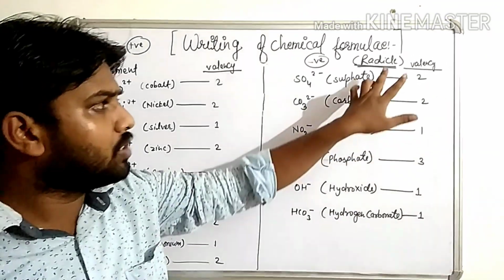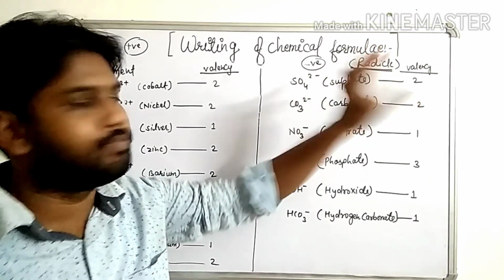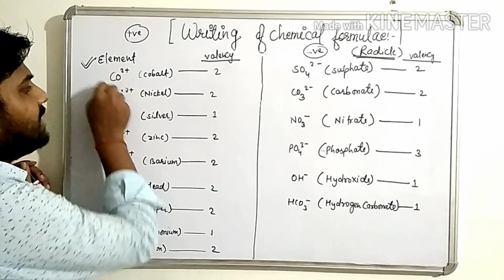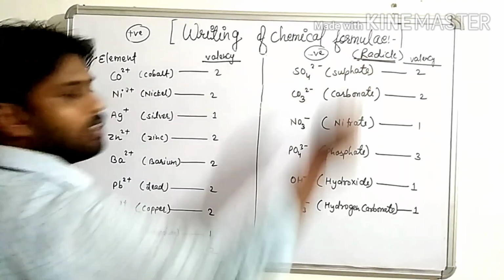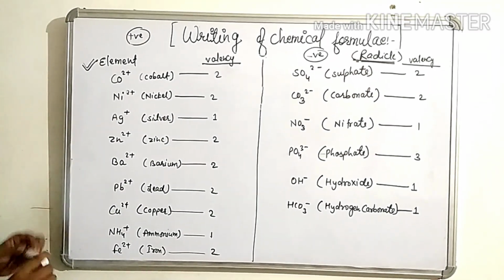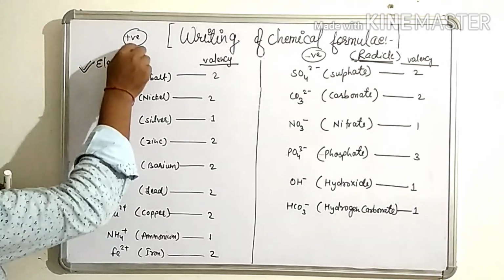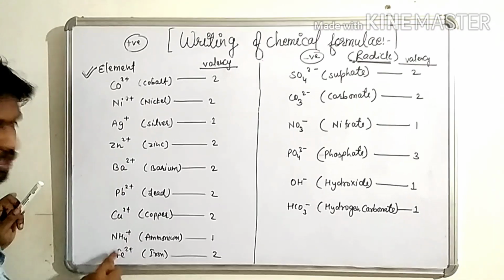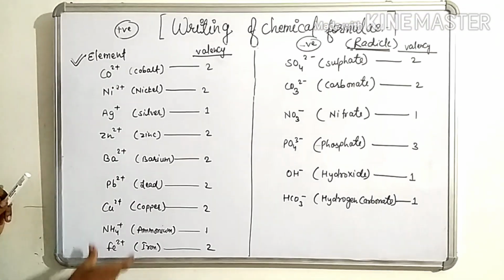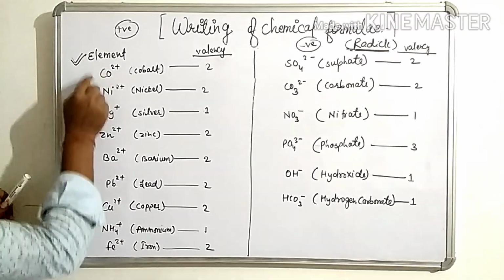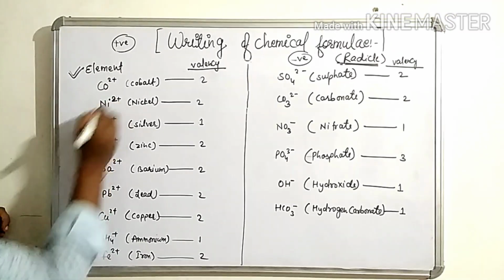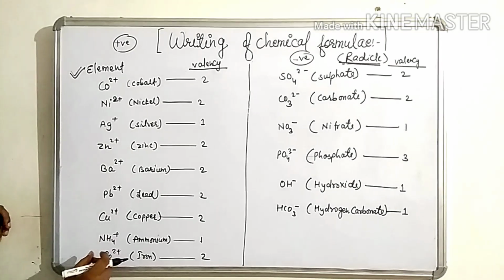Children, first we have to know radical. What is the difference between an atom and a radical? We can see, children, positive charge means only one atom contains positive charge among all these elements. See, only cobalt contains 2 plus, nickel contains 2 plus. So these are the atom or element.